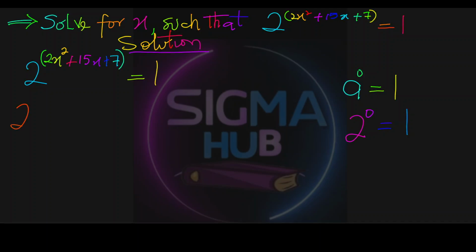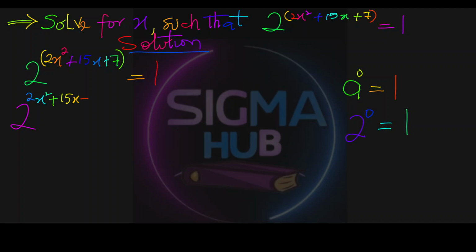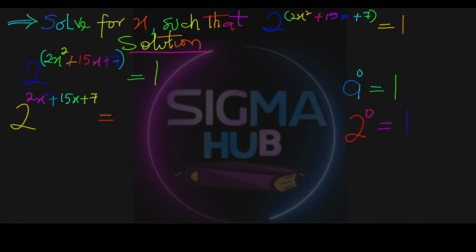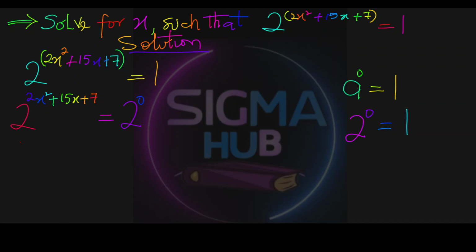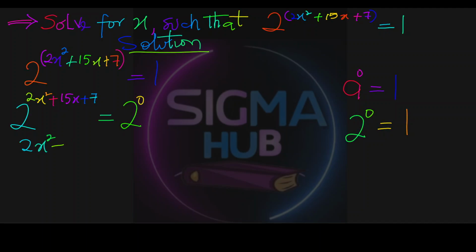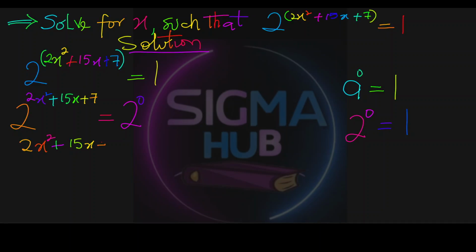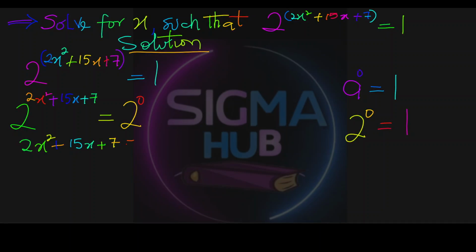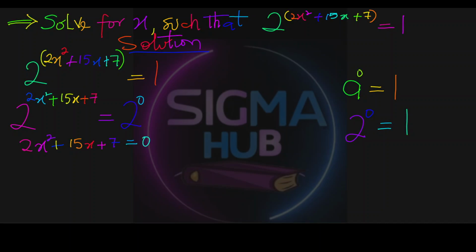So we have 2 raised to the power of (2x squared plus 15x plus 7), everything equal to 2 raised to the power of 0. Since we have the same base, we equate the powers. So we have 2x squared plus 15x plus 7 equal to 0. All we need to do now is solve this quadratic equation.